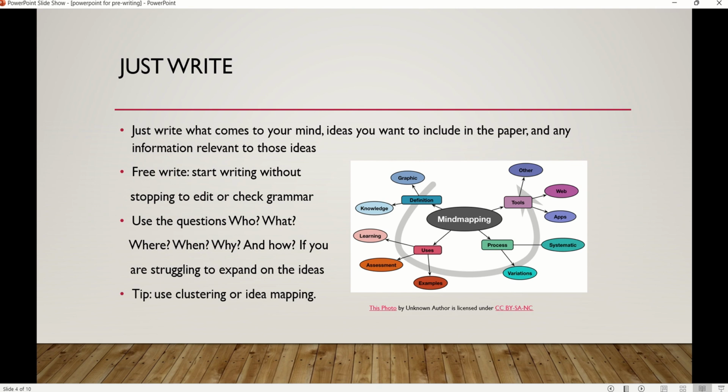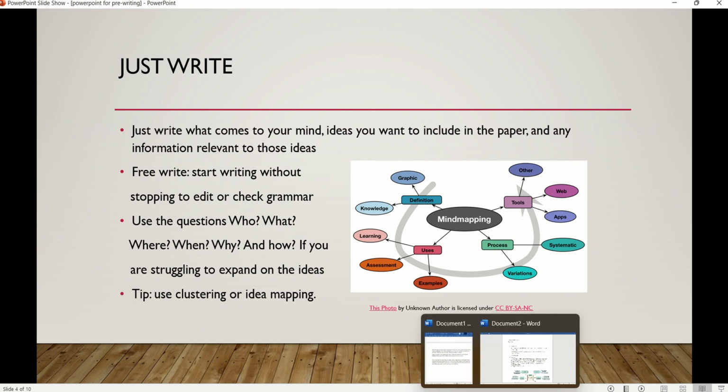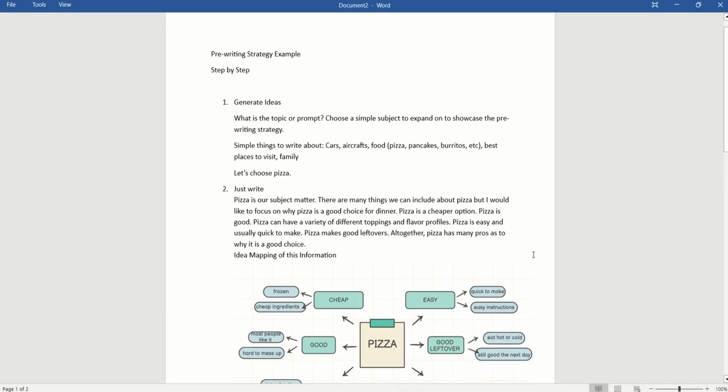If it is hard to come up with the information or hard to expand upon, ask yourself these questions. Who, what, when, where, why, and how. Using these can help you explore the topic that you are writing on. Let's take a look at this step in our example.